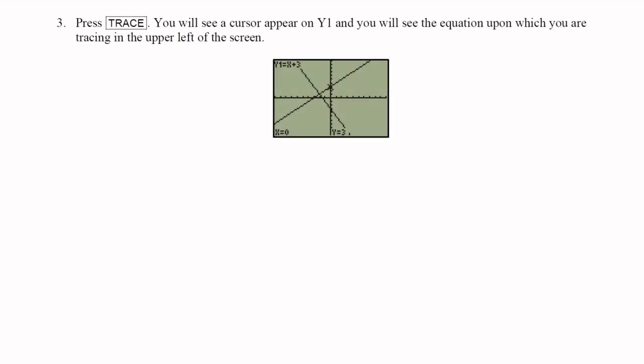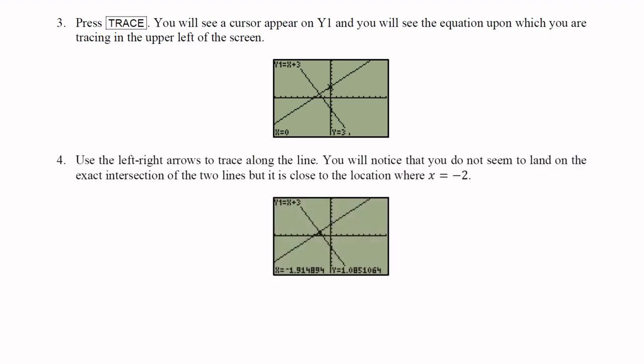Next, we're going to press trace. You will see the cursor appear on y1, and you'll see the equation that you are tracing, or the equation of the line that you are tracing, in the upper left part of the screen. You can use your left and right arrows to trace along the line. You'll notice that you do not seem to land on the exact intersection of the two lines, but it is close to the location where x equals -2.